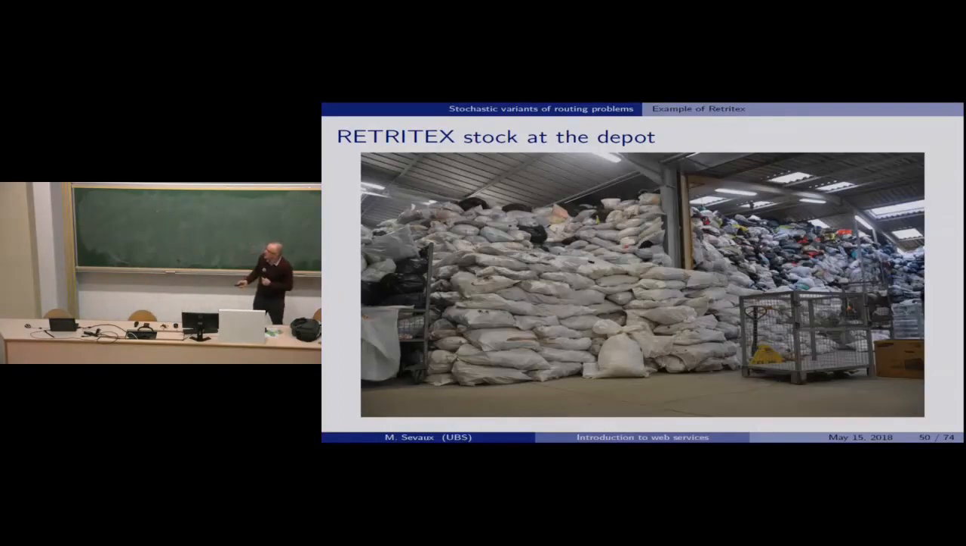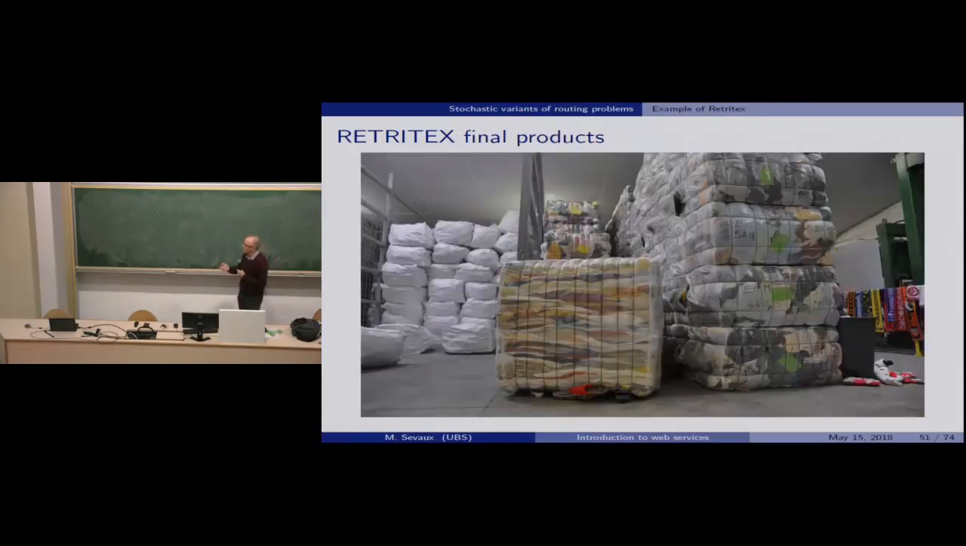This is the stock at the depot, just to show you some pictures. If you type Retritex in Google, you will find this picture. This is the stock of clothes to be sorted. And this stock is only for 3 days. So if you don't have a collection for 3 days, then the stock will be empty. It goes very fast. So you need to have this stock filled all the time and continuously. Otherwise, the other workers will not be able to work.